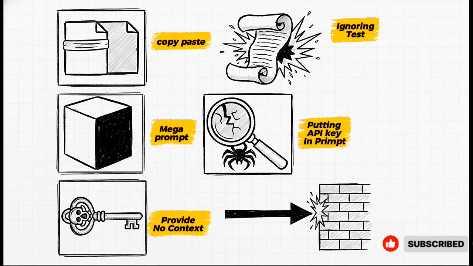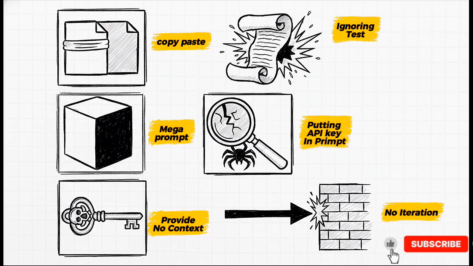5, and seriously, I cannot stress this one enough, putting API keys in prompts. Never ever paste your real secrets or credentials into Claude for debugging. Please, use environment variables. And finally, 6, no iteration. Don't just accept the very first response. Push back, ask questions, and refine.